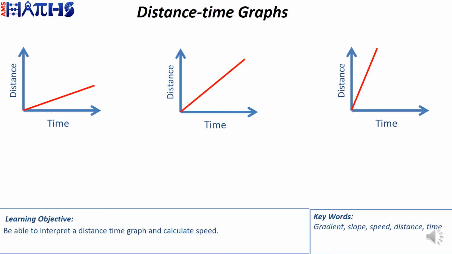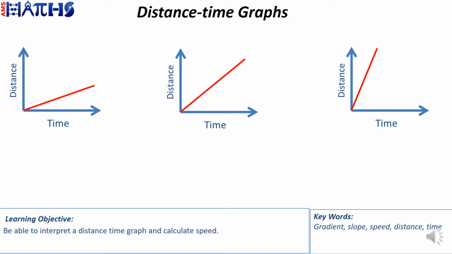Let's look at these examples of distance time graphs. Each of the graphs is showing a journey for an object. And on the previous slide, it said that the steeper the line, or the steeper the slope, then the faster the object is moving.